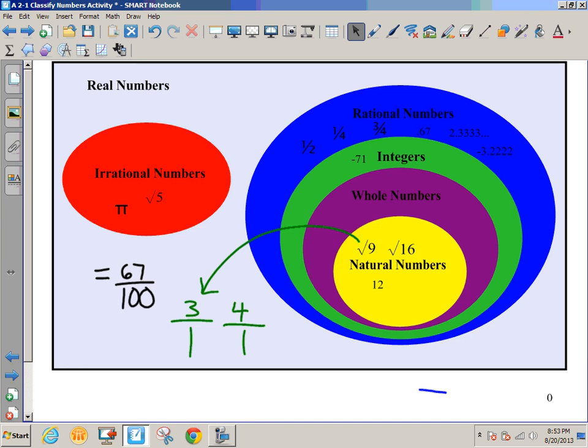And then we have this lovely number 0. Where's 0 going to go? Well, remember, the only difference between whole numbers and natural numbers is the number 0. So the 0 has to go in the whole number category. It is not considered a natural number, because natural numbers are counting numbers.